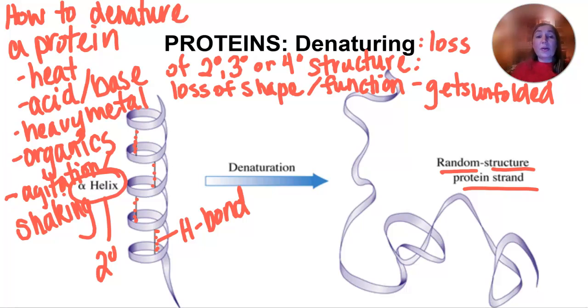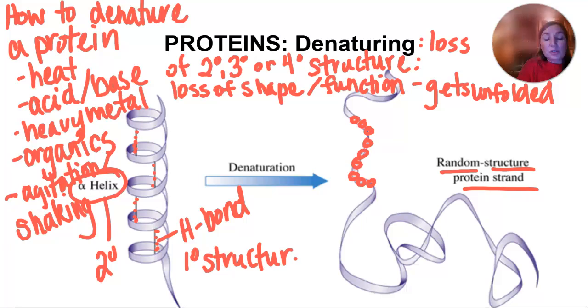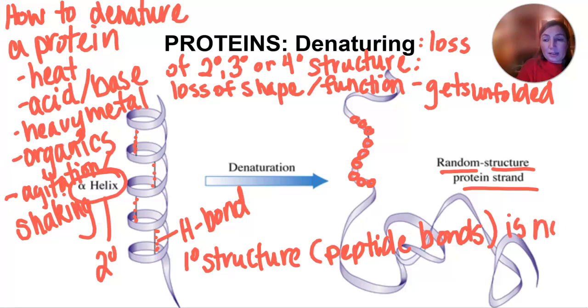So notice in the denaturing process that we've kept the order of the amino acids. If this were a bunch of circles, we've kept them all connected. There's no breaking of the chain itself. So the primary structure is fine. The primary structure, the peptide bonds are intact. Primary structure is not changed in denaturing. That can only be broken in hydrolysis.